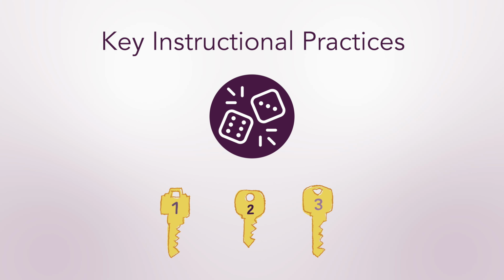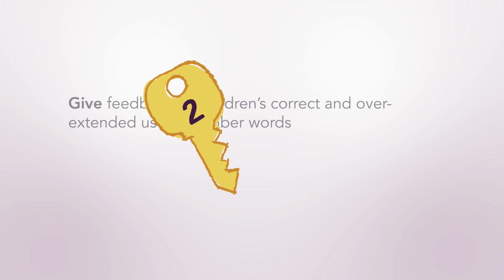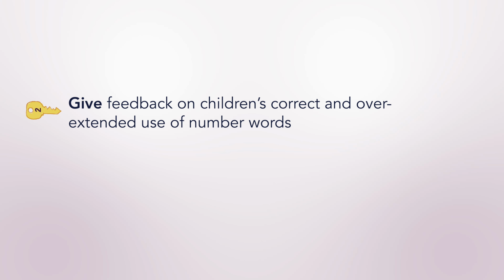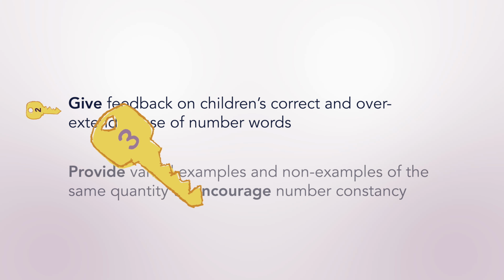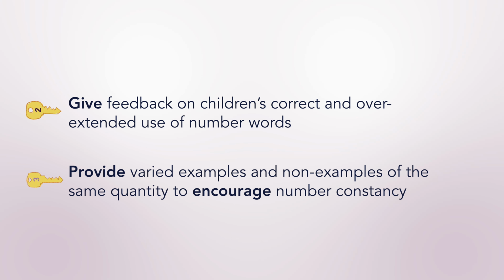This activity provides the opportunity to use the following key instructional practices for subitizing. Give feedback on children's correct and overextended use of number words, and provide varied examples and non-examples of the same quantity to encourage number constancy. Let's join a classroom as they engage in this activity, and then listen in as the teacher reflects with a colleague.